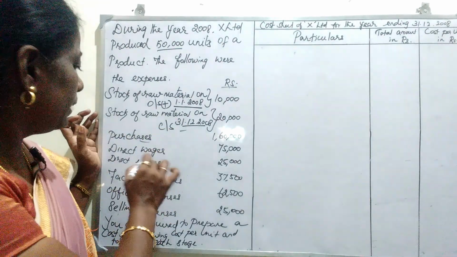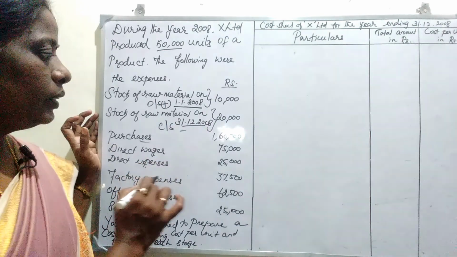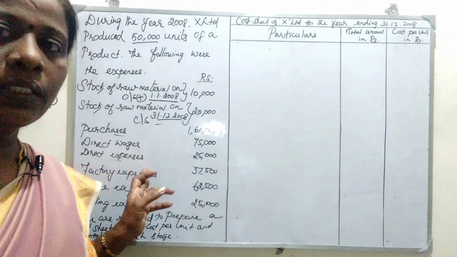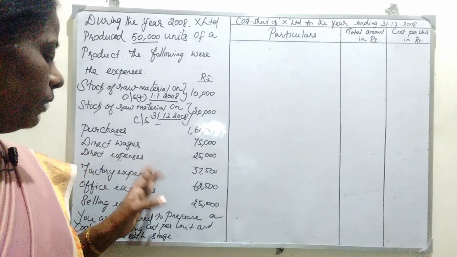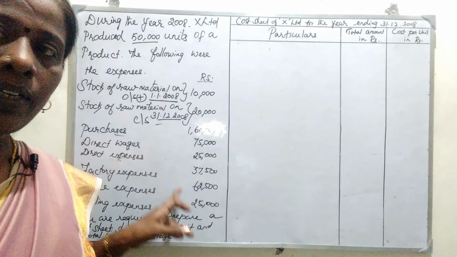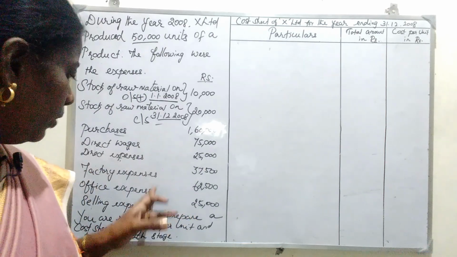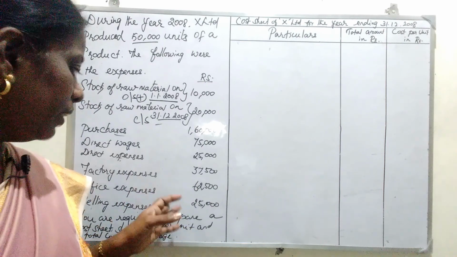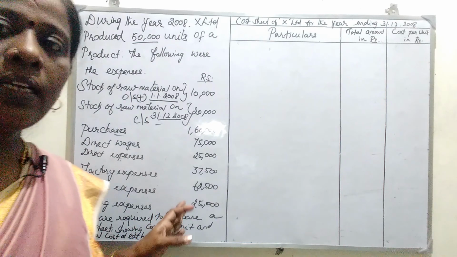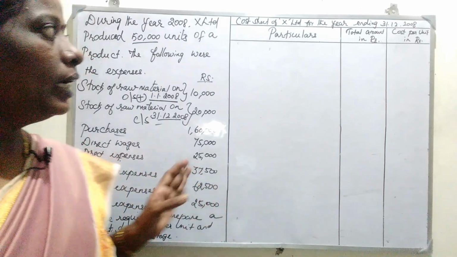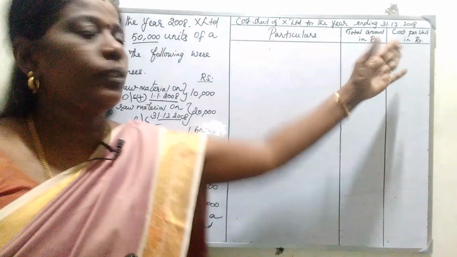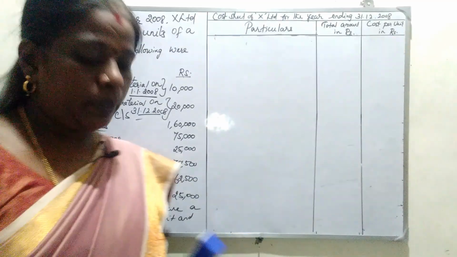Then the other expenses, direct wages and direct expenses. Usually the aggregate of raw material consumption, direct wages and direct expenses is called prime cost. Then we add the factory expenses and find the factory cost. Then we add the office expenses, that is office overhead expenses, and find the cost of production. And at last we add the selling overhead expenses and find the cost of sales. So at each stage we have to find the cost per unit value. Okay, let's see the problem.